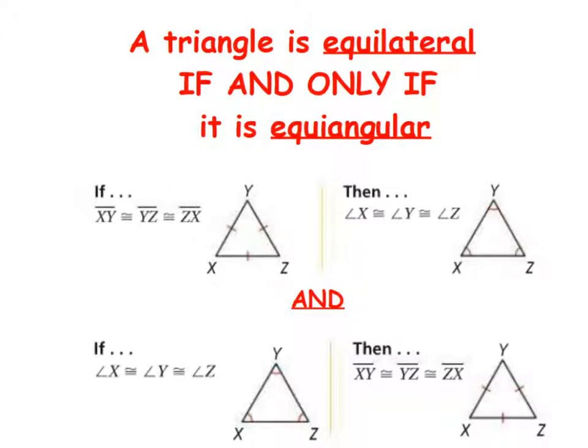All right, let's move on to equilateral triangles. A triangle is equilateral if and only if it is equiangular. If and only if, remember from Chapter 2, means that you can write it either way. A triangle is equilateral if it's equiangular, or I could say if a triangle is equiangular, then it's equilateral. If the sides are all the same, then the angles are all the same. Or if you knew all the angles were the same, then you'd know all the sides are the same. All right.